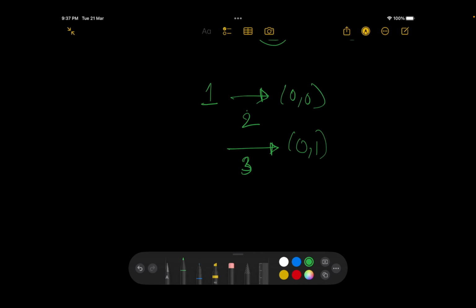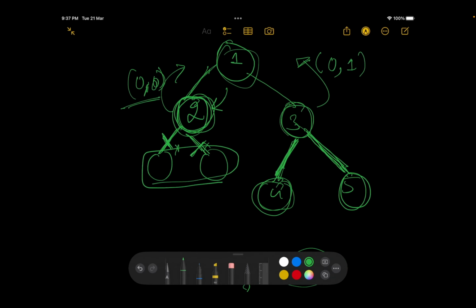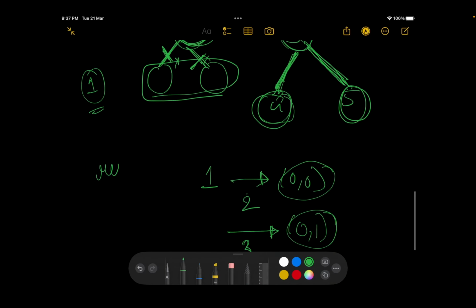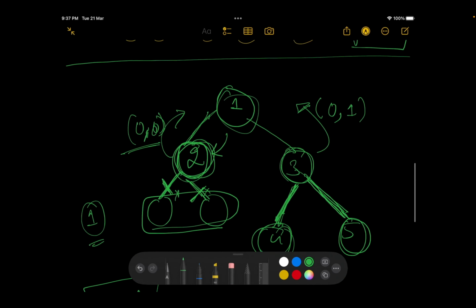Now considering the maximum of these values, 3 is saying that I can give you a value 1. 2 is saying that I can't give you a value, so my result is already 1. So 1 is something I can always have. One edge, one matching I can always get. Can I do better than that?